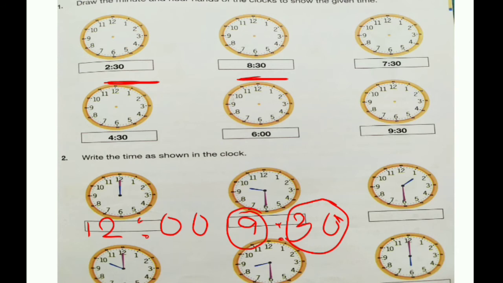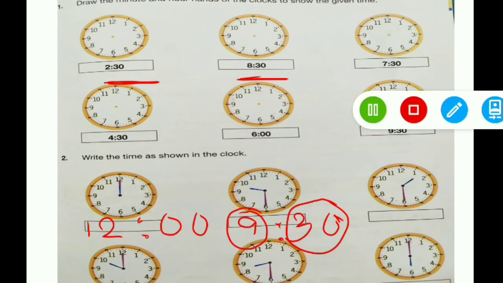and the time after the dot indicates the minute. Two examples I have done for you. Next example you have to do, children.